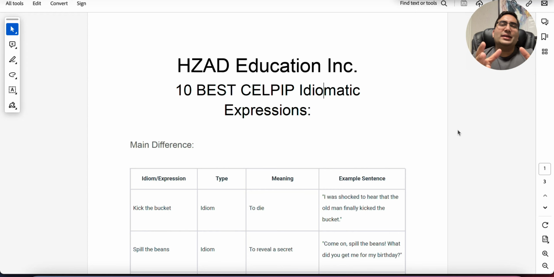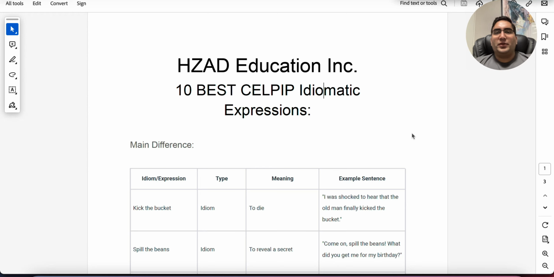Now, idiomatic expressions are very important in CELPIP. There are marks for this. It's mentioned on the marking scheme again and again, use of idiomatic expressions. The problem is, the moment you use an idiom, you lose a mark. And the difference between an idiom as well as an idiomatic expression is very little. There's a very thin line, so it's hard to understand what to use exactly.